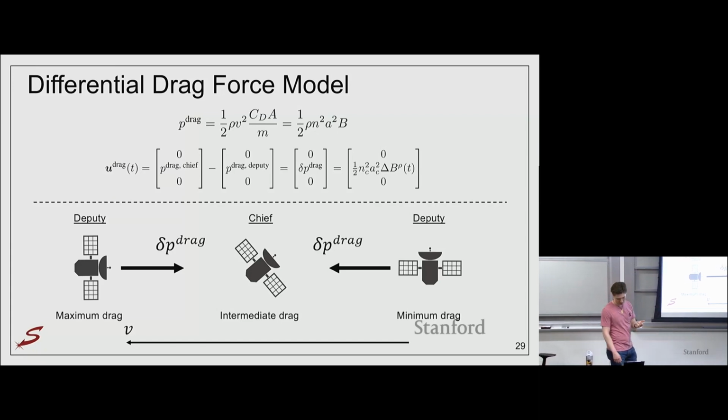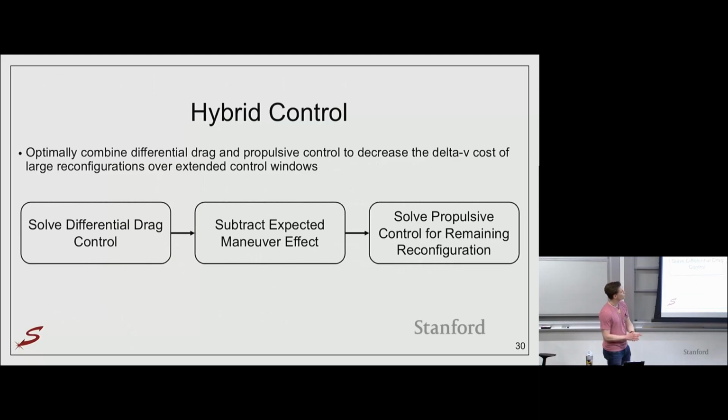Now, this is great because now we have a control force that costs nothing. We're assuming, well, with the spacecraft we're using for SwarmX, we know, but in general, spacecraft can usually control their own attitude without using any delta V. So this is effectively just free maneuvering, which means we can introduce a concept called hybrid control, which will be touched on at various times and dived into more at different points. But effectively, with hybrid control, the goal is to optimally combine differential drag and propulsive control to decrease delta V for large reconfigurations over extended control windows.